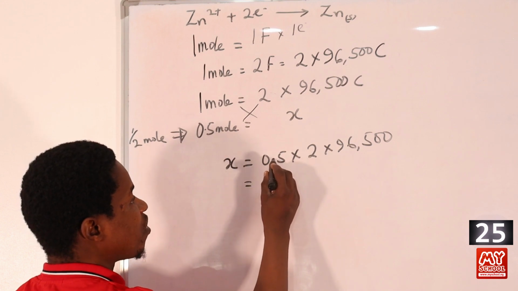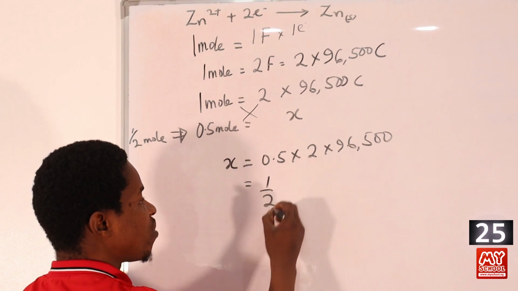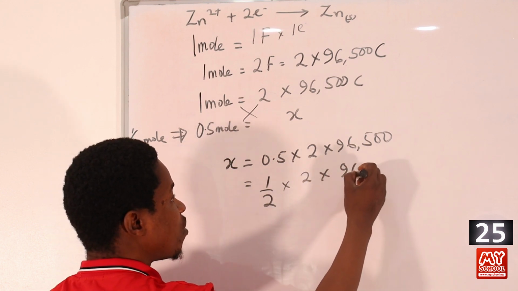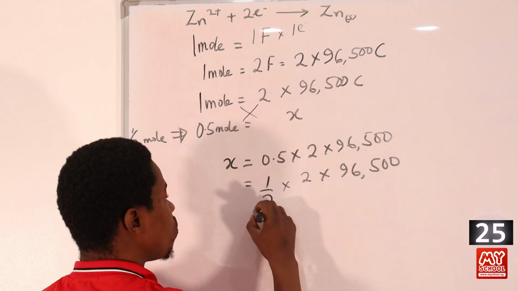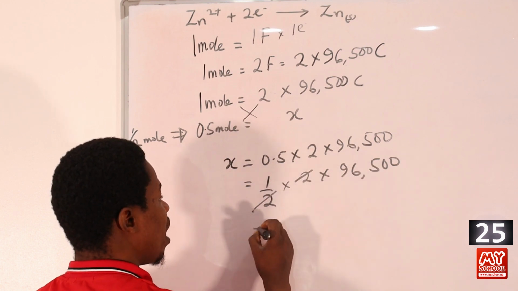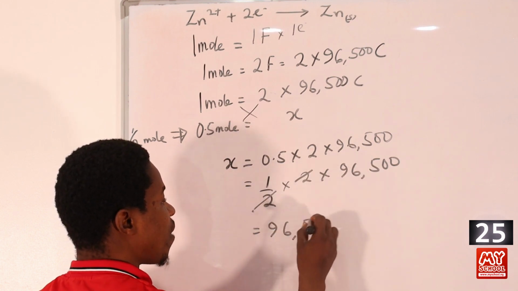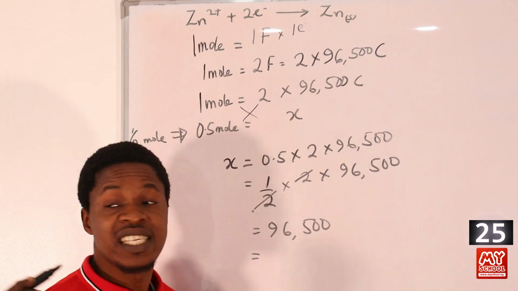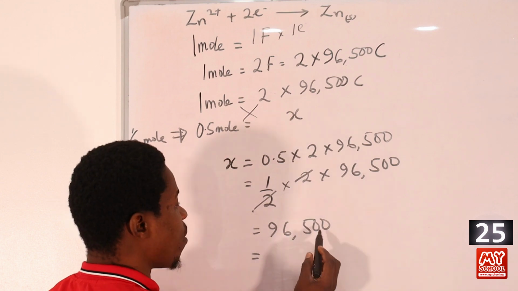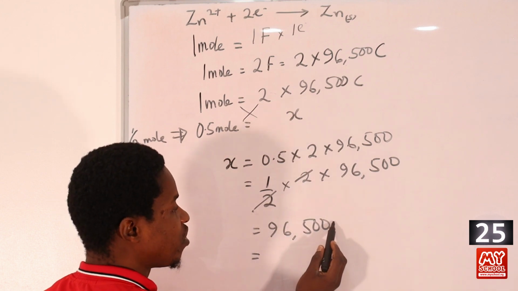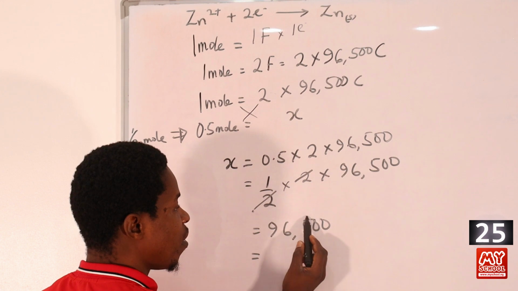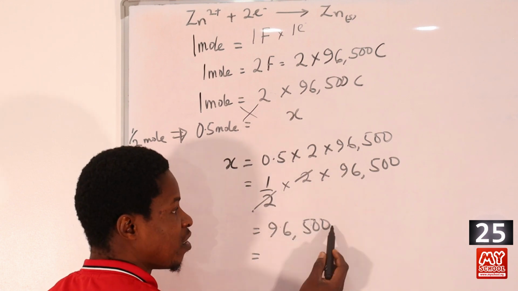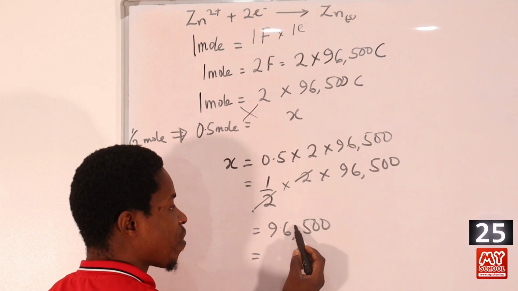So by the time you multiply that together, of course we can do this even without a calculator. 0.5 is the same thing as 1/2, right? So we have 1/2 times 2 times 96,500. So the 2 here cancels the 2 here, so we are left with 96,500, which is 1 Faraday. From the options, we have it in standard form, so let's change this to standard form. The decimal point was actually here, so it becomes 1, 2, 3, and 4. The decimal point has to be between the first and the second number to change to standard form.